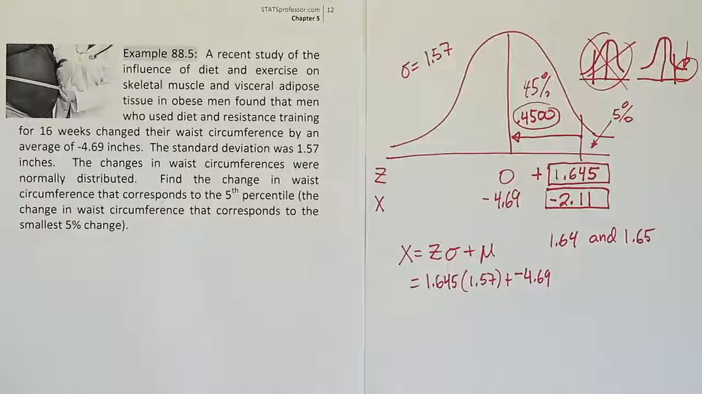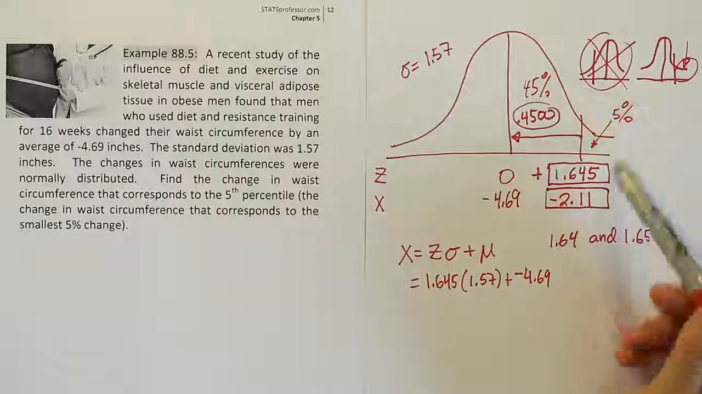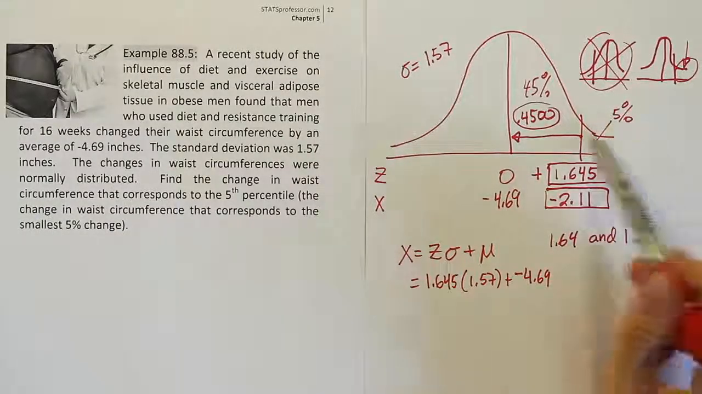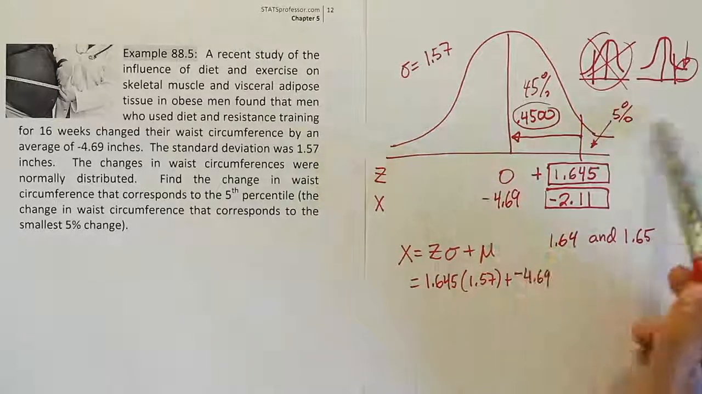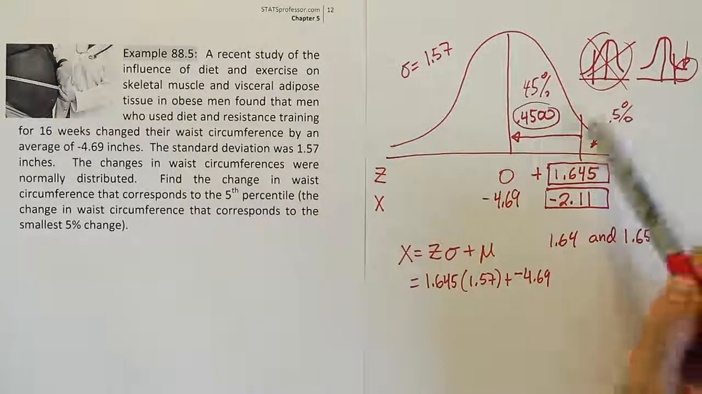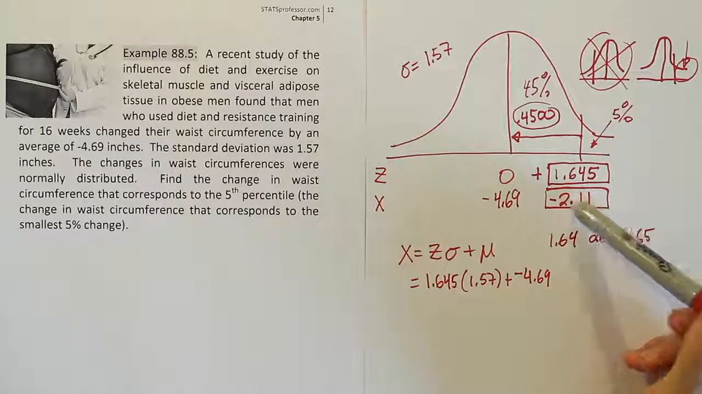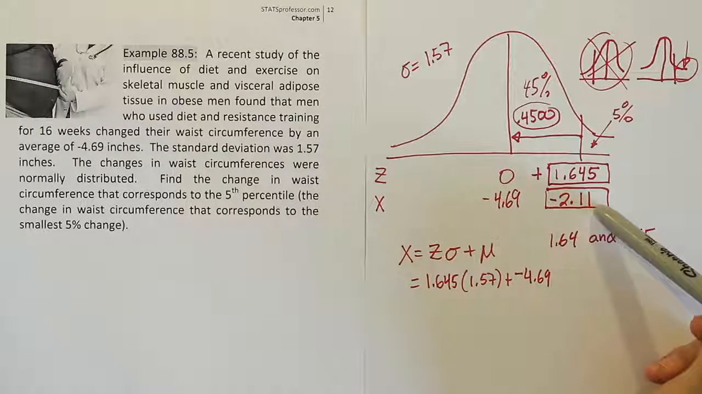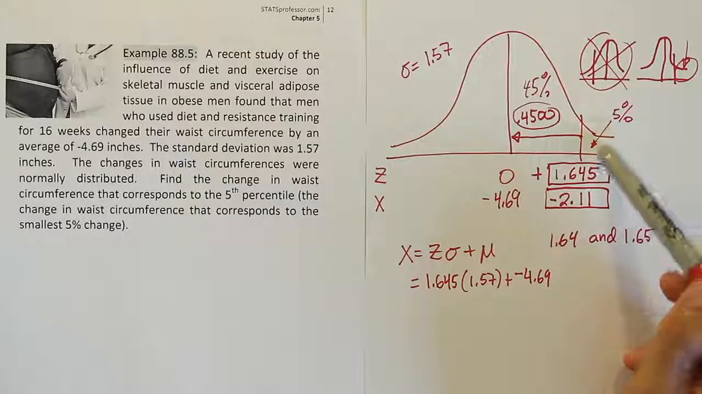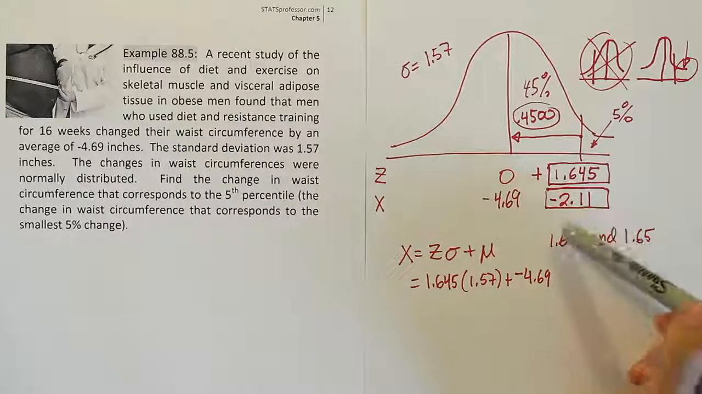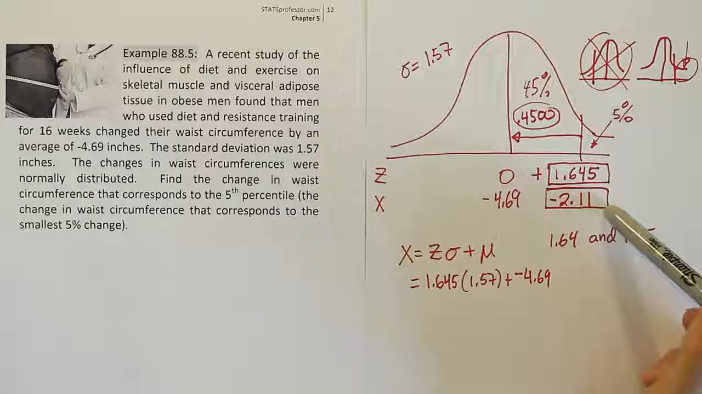This corresponds to the people that had some of the smallest changes from the diet and resistance training exercise, right? So in other words, only 5% of the group had waist changes that were this small. Even given that, that's 2 full inches off your waist. That's pretty good results. So even if you were in the worst of the group, the people who got the least effect from it, they still lost a pretty good amount of waist circumference.